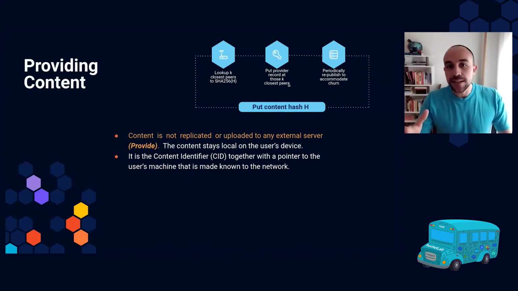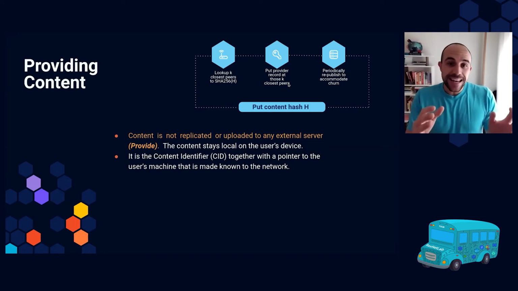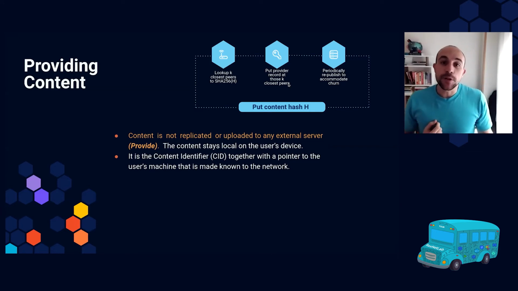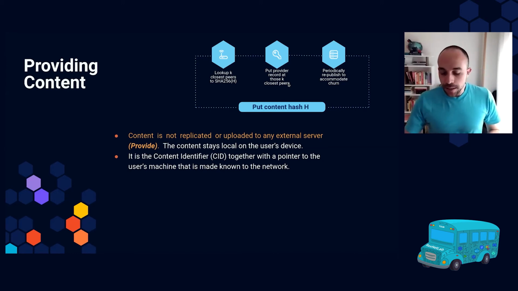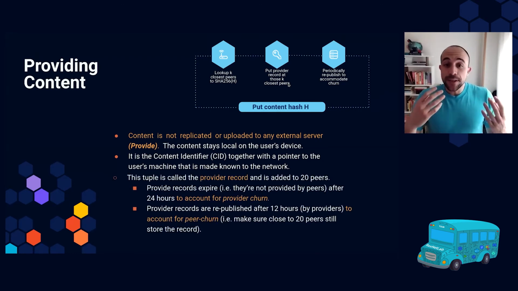So we take the CID, we do the SHA-256 as we saw to get the key for that CID, and we put this pointer that we call provider record for that CID pointing to my machine, to my peer ID, because it's the one that is storing that content. The reason why we put this provider record in 20 peers is to accommodate node churn, something that we know that we have in the network.